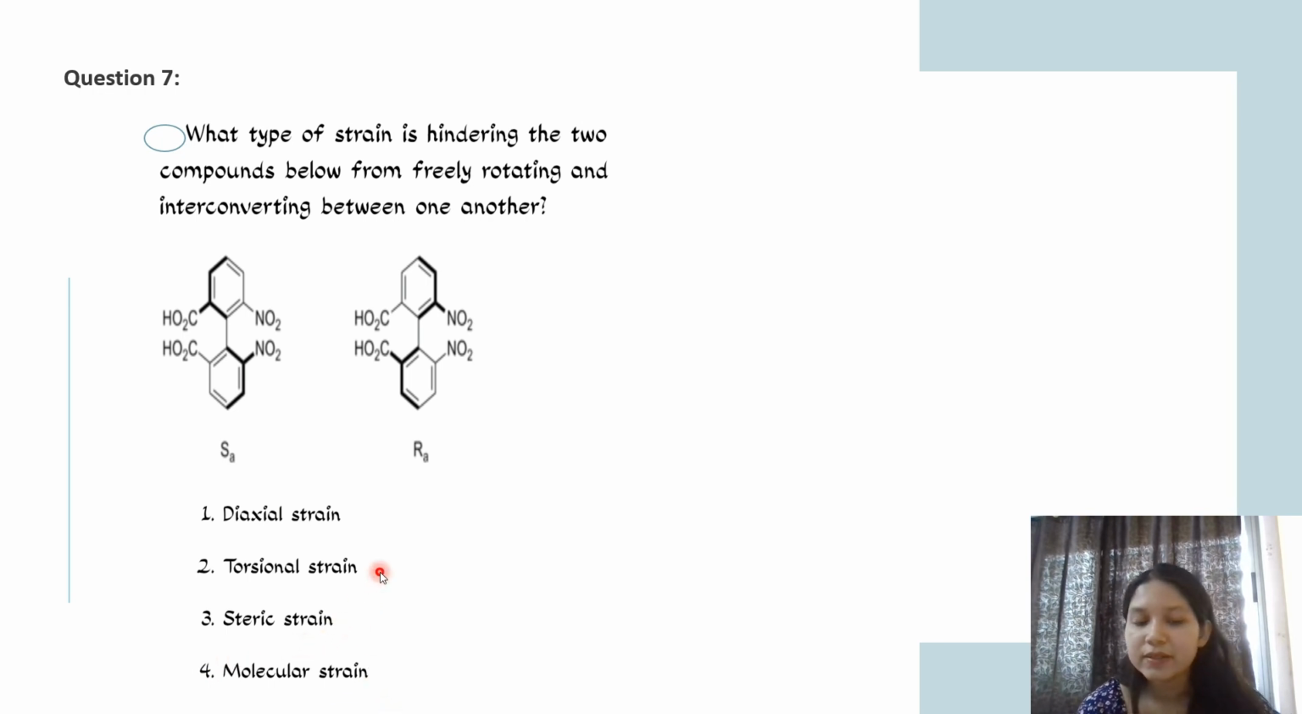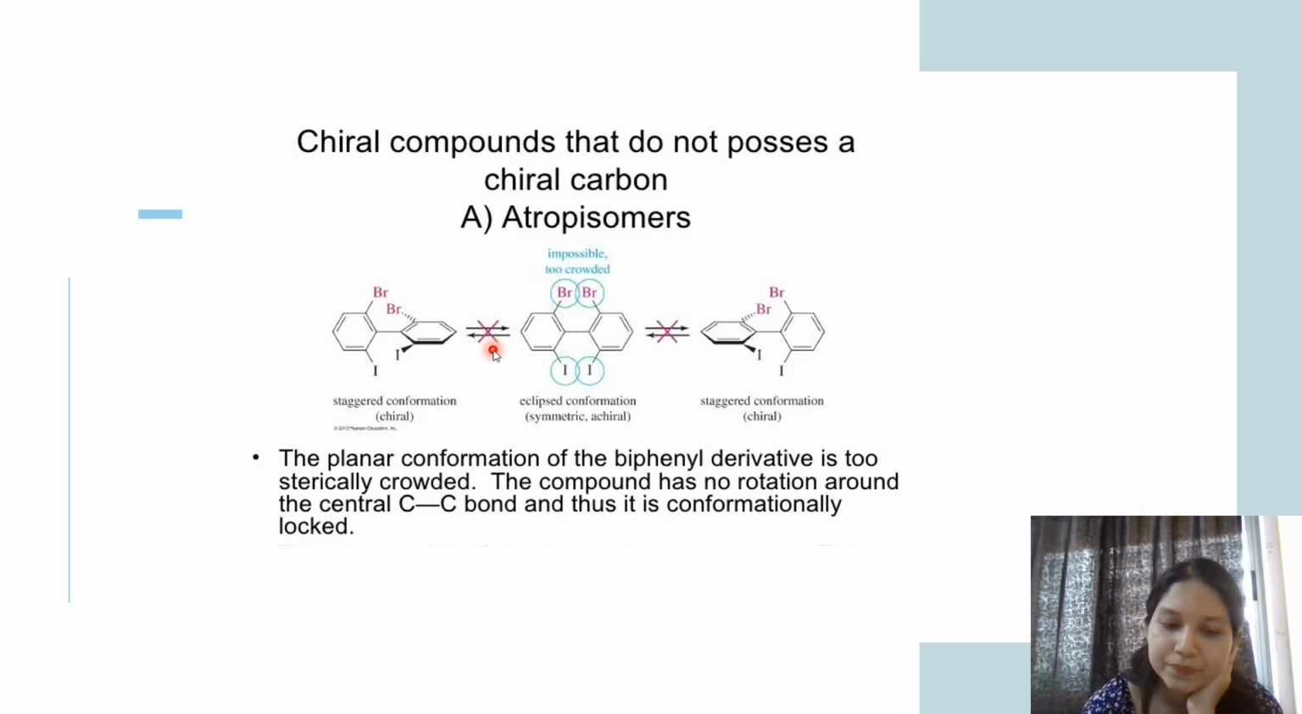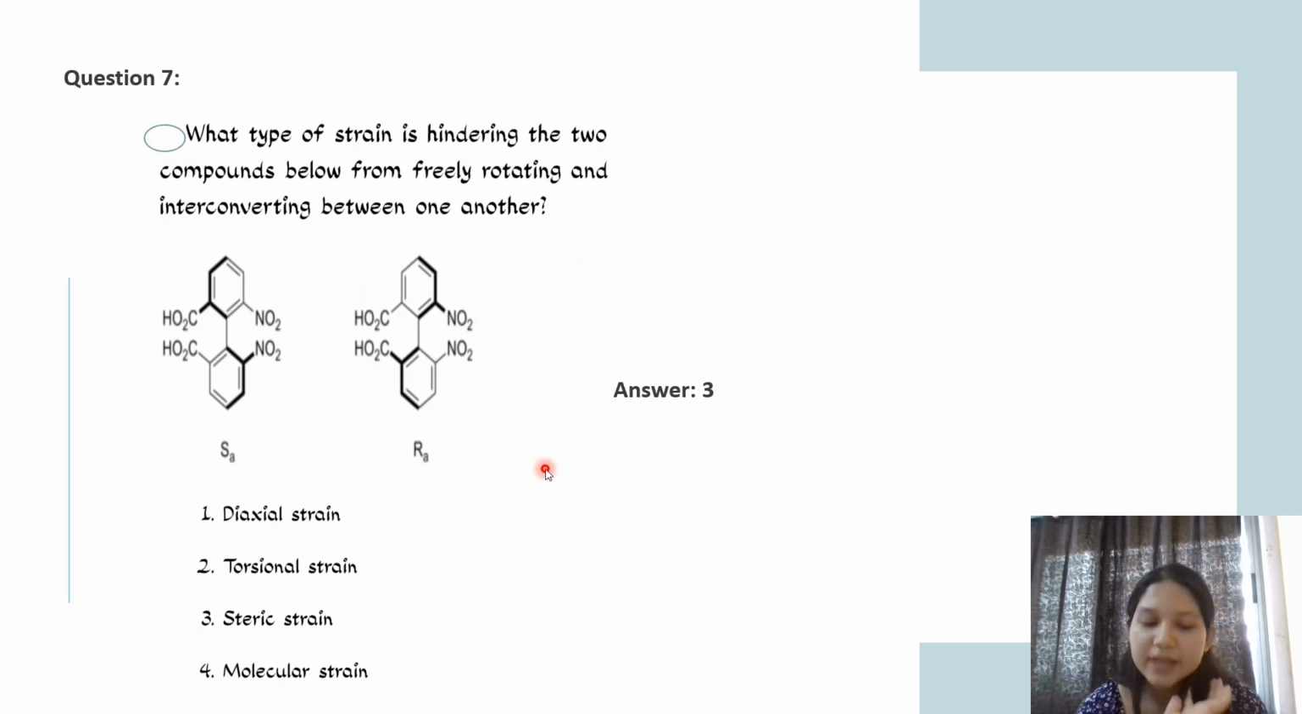We have already discussed that when these two phenyl rings of a biphenyl system contain different substituents at the ortho positions, there will be a very high amount of steric crowding, due to which they will not be able to move freely and they will not be able to convert into one another. So the answer will be option 3, steric strain.